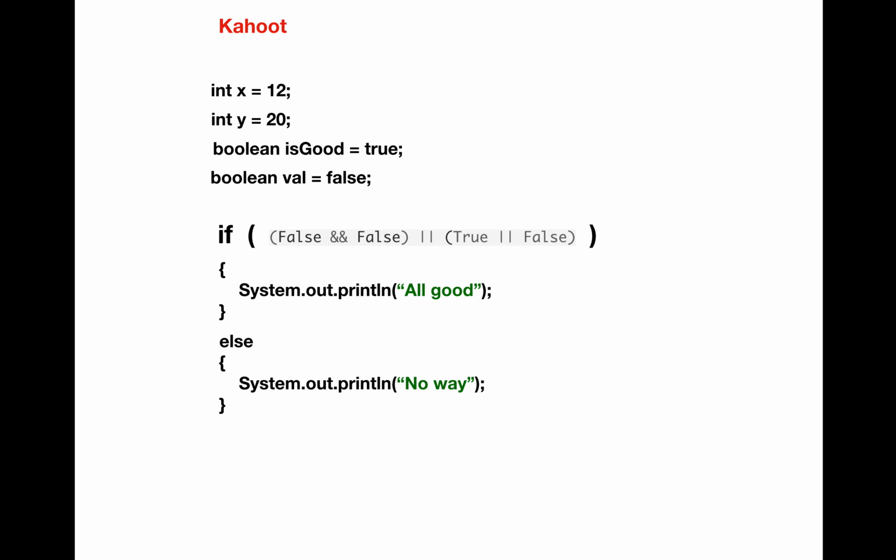And now we can go ahead and evaluate this whole thing. False and then false, well, both of them are not true, so this whole thing ends up being false. True or false, so there's at least one true, so the whole thing becomes true. And then here is, again, false or true. Is there at least one true? There is, so the whole thing becomes true. It says if this whole expression evaluated to true, it did, print out all good, so it will print out all good.